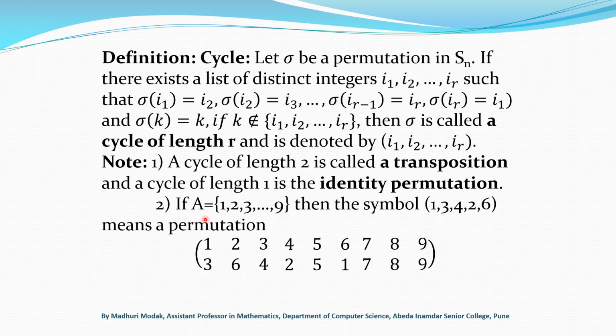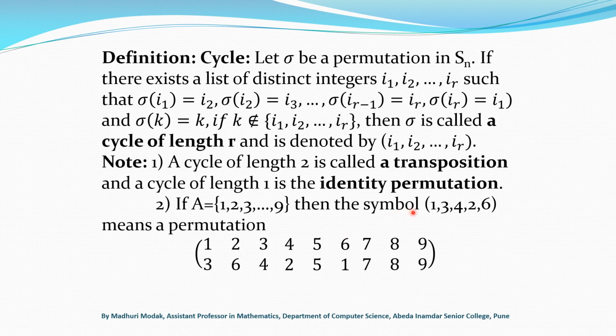Now, if A is 1 to 9, then the symbol (1 3 4 2 6) means a permutation. Now, see, as it is a permutation on 1 to 9, in the first row we have written 1, 2, 3 up to 9. Now, this is one cycle because this is written in cyclic form. So, after 1 there is 3, it means 1 maps to 3. So, below 1 we have written 3. After 3 there is 4, it means 3 maps to 4. So, below 3 we have written 4. After 4, there is 2, meaning 4 maps to 2. So below 4, we have written 2.